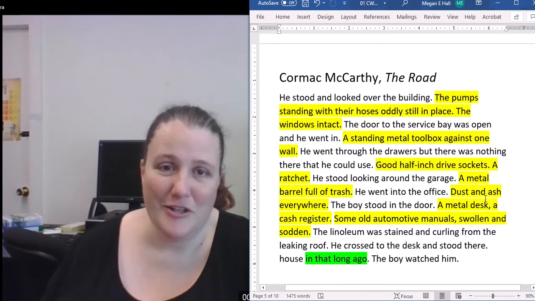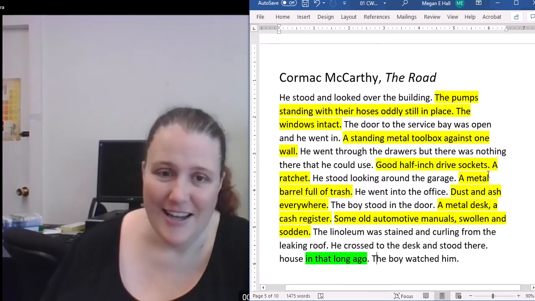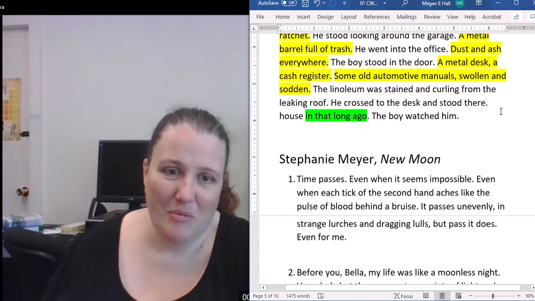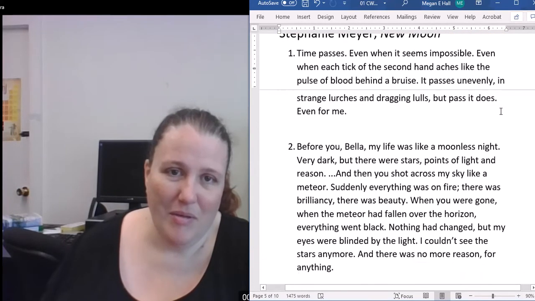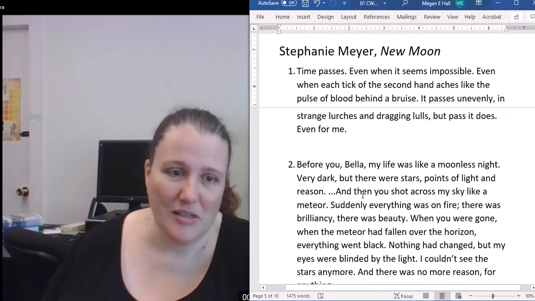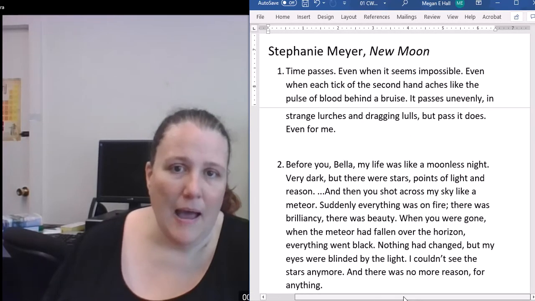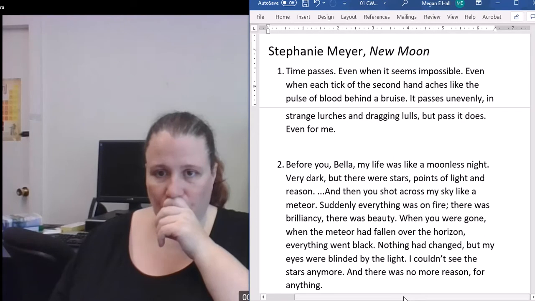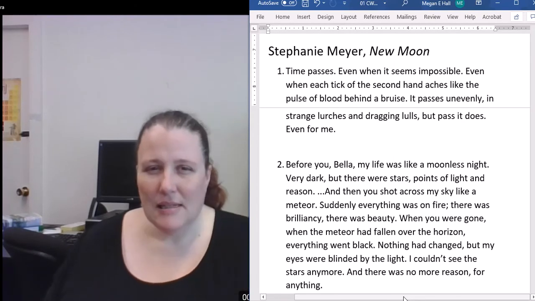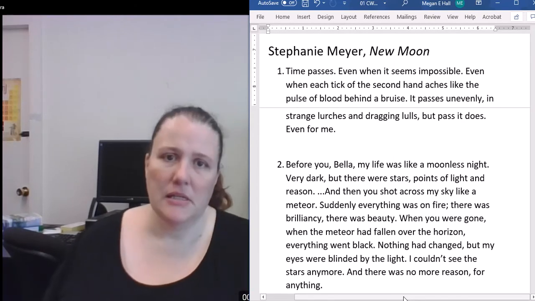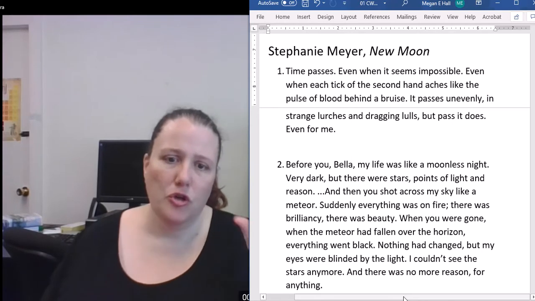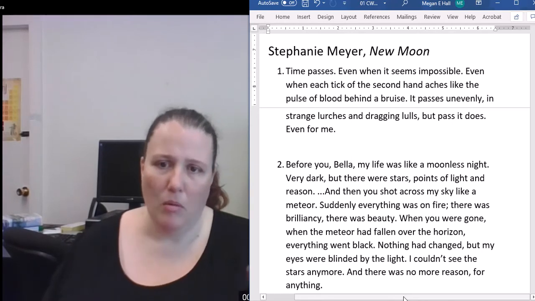So we're going to switch to something totally different and look at a book that I maybe did not enjoy as much, but I think she's doing some interesting things here. So, Stephenie Meyer, New Moon. This is I think the second book in the Twilight series, and I have two little excerpts, and then we'll talk about both of them.